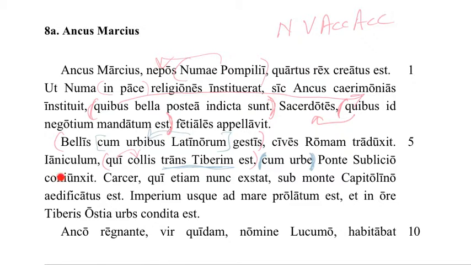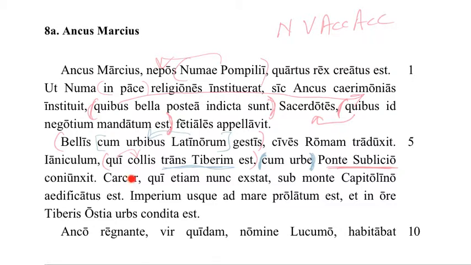So he conjunxit, he joined the Ianiculum. How did he join the Ianiculum? He joined it with the city, and he used Ponte Sublicio, a very famous bridge, the Sublicium Bridge. I would have put this in the culture section, but I can't because it doesn't exist anymore, because it was made out of wood. It didn't last that long.